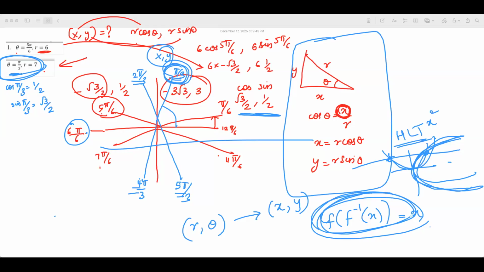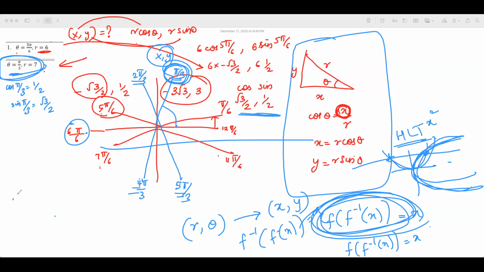If you're given algebraic functions, you have to prove f of f inverse of x equals x, or the composition of f inverse of f of x equals x. Got it? Yeah. Guys, did you get it? Okay, did you get it? Advik, did you get it?